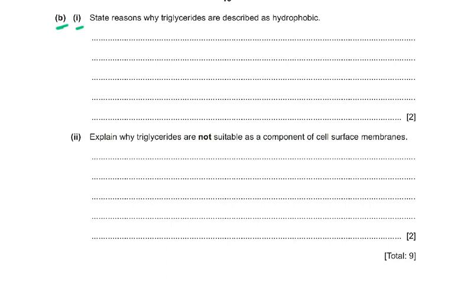Then coming to the B part, one of the questions: state reasons why triglycerides are described as hydrophobic. So basically you've got to describe what is hydrophobic. The fatty acid tails are non-polar. They have no polar groups. They're not charged. That is why they're not soluble in water. And they cannot form hydrogen bonds with water. Basically, why is sodium chloride soluble is because it forms hydrogen bonds. So this is what you have to understand, why they are called hydrophobic.